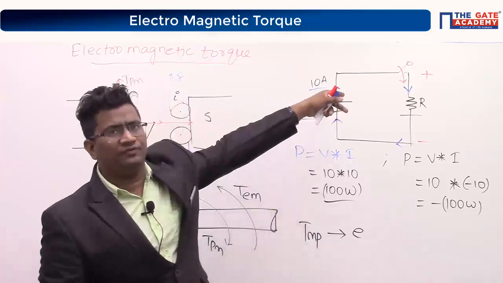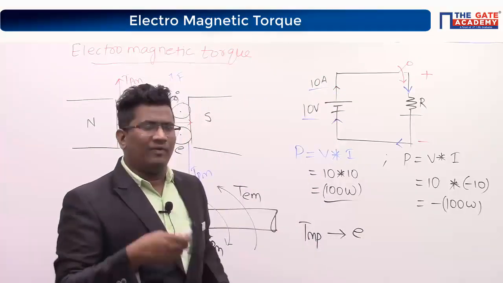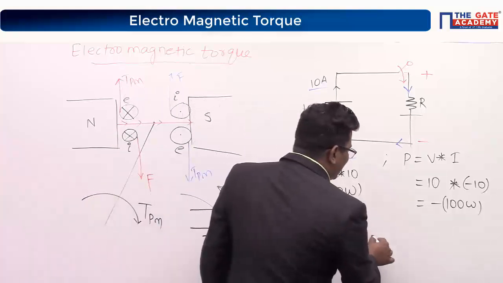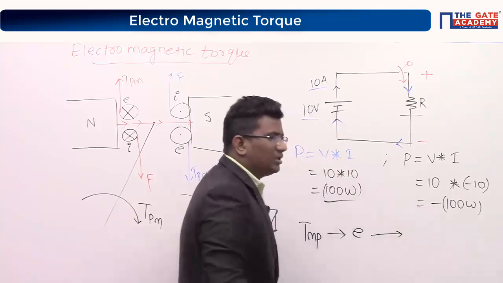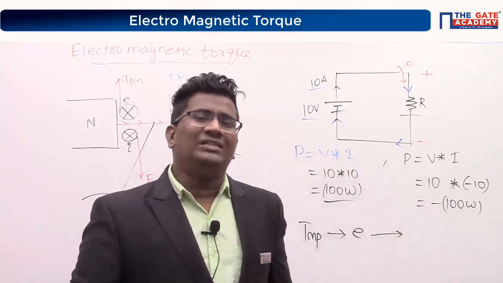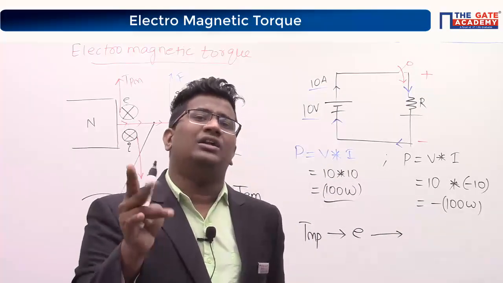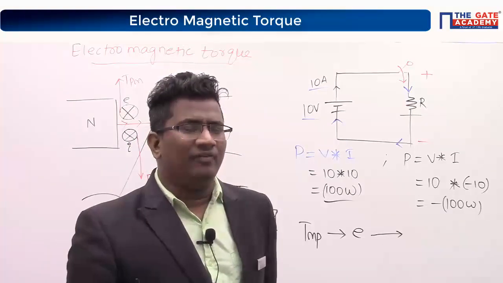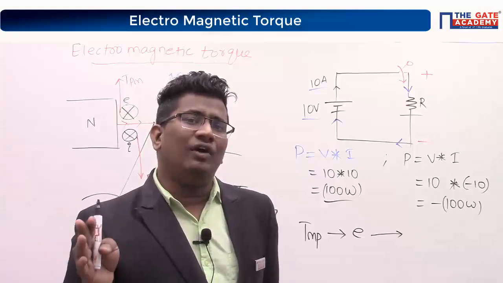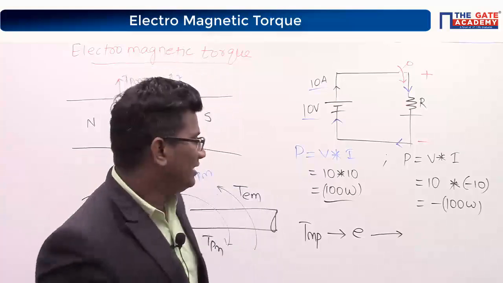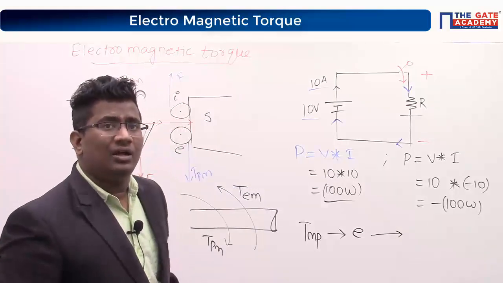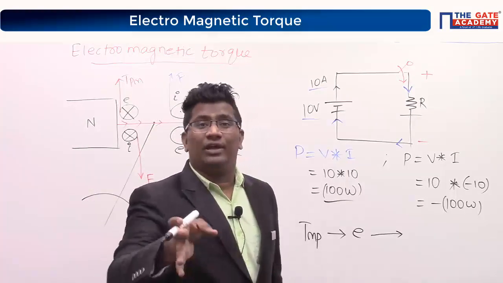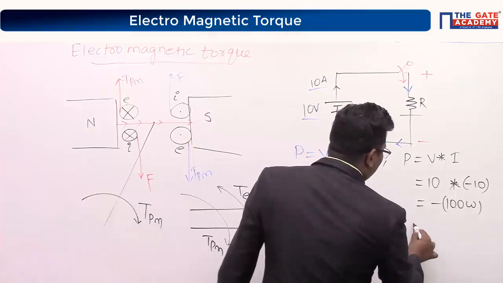Suppose there is no load and I give only the prime mover, can I say induced EMF is there? If induced EMF is there, will it send the current automatically or should you connect the load? Yes, sir, we have to connect a load. Once you connect the load, current is flowing, right?